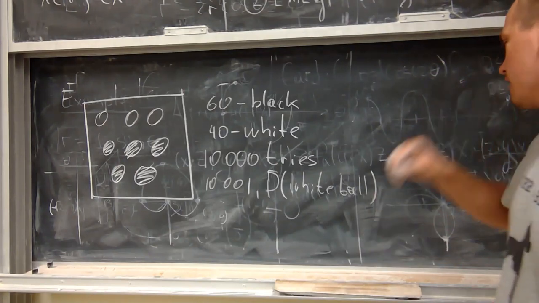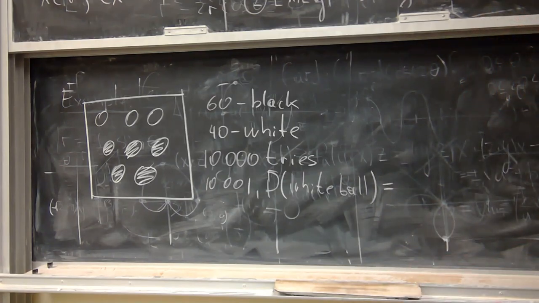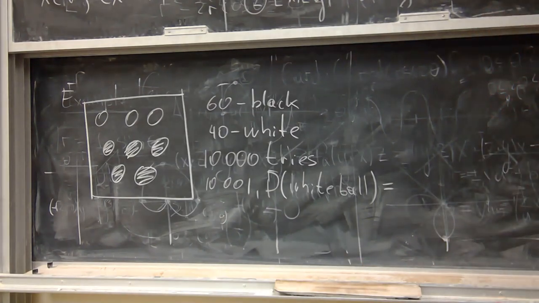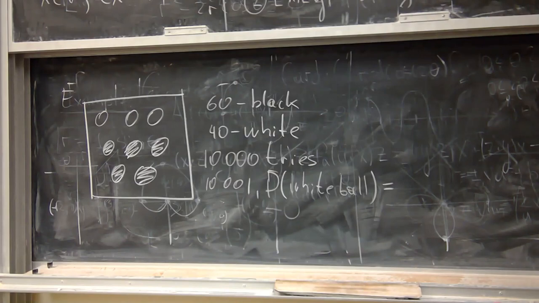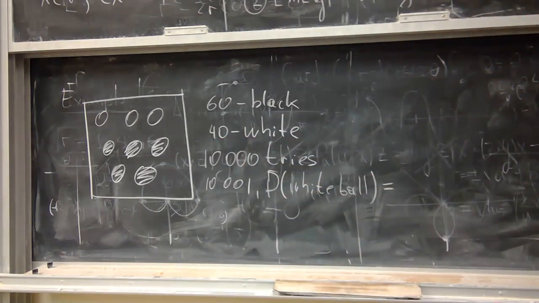But I'm not asking you for an exact answer. I just want to know, what do you think? What number should I get? Like 20%, 30%? So before we had 40 white balls, so by doing this 10,000 times, what is going to be the percentage?